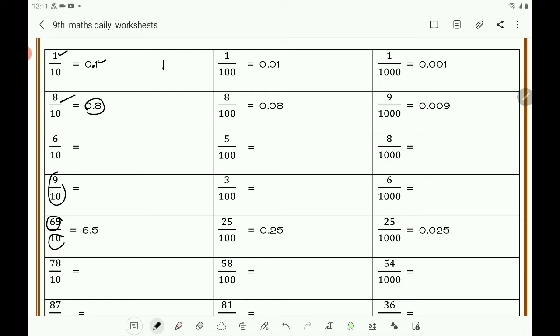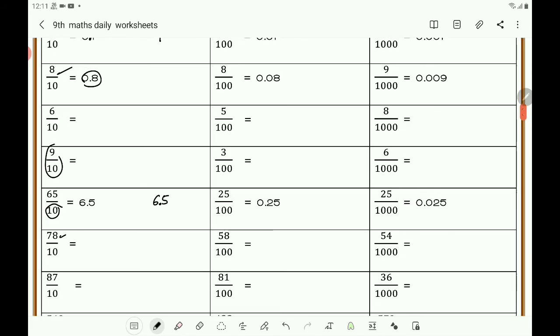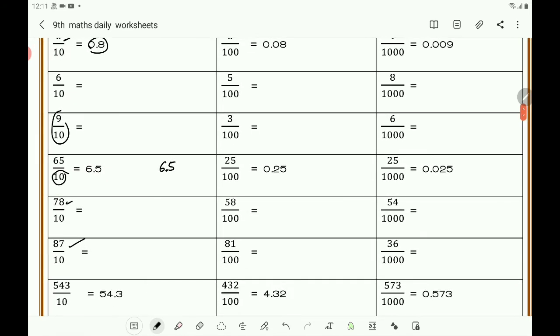65 by 10. Here you know that 65 is there, and in front of 1, 1 zero is there in the denominator. Therefore you write 65 and the decimal point comes before 5. So number of digits after the decimal point is 1 here. Here also you can write 78 by 10 is 7.8. 87 by 10 is 8.7. And 543 by 10. Here also 1 digit after the decimal point.